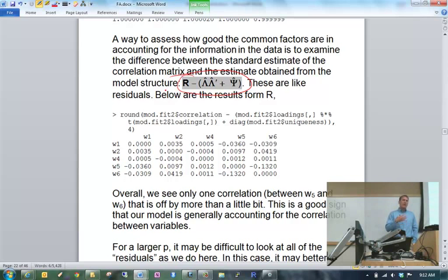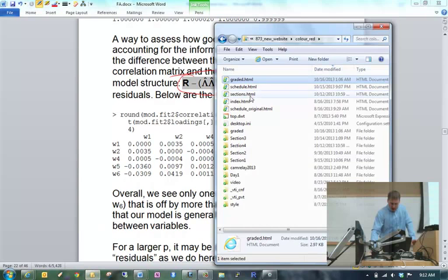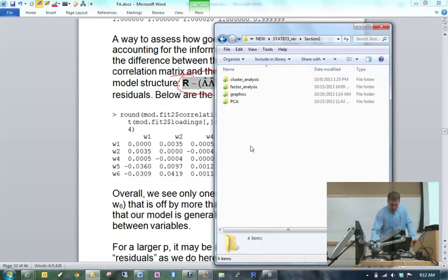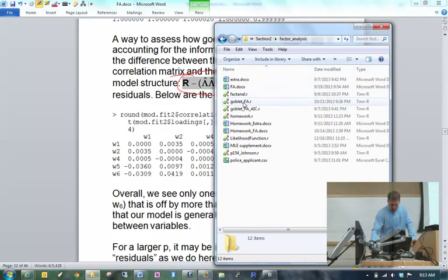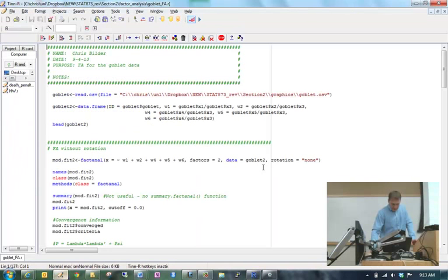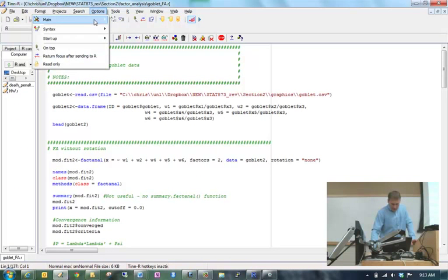Okay, so let's talk about how then we can come up with this matrix of residuals. And unfortunately, I had accidentally closed out my program here, so let me find it. Give me a second. Closed out R for some reason. Okay.